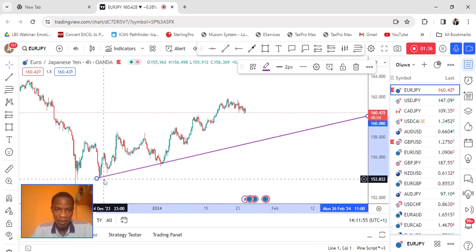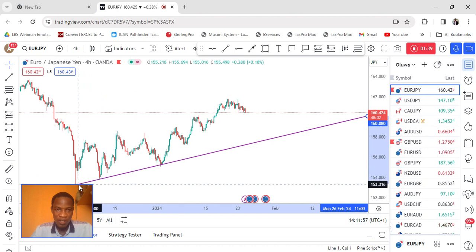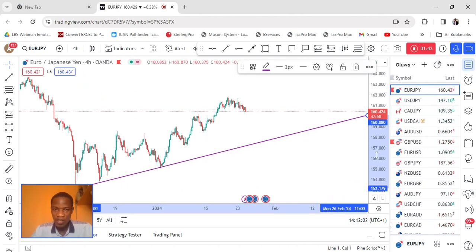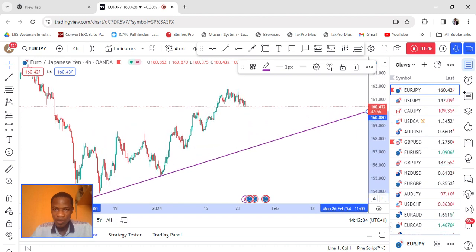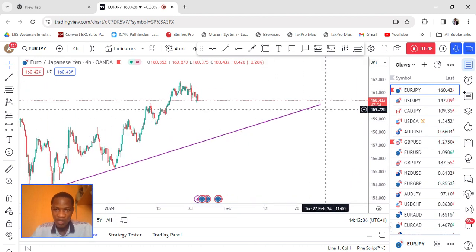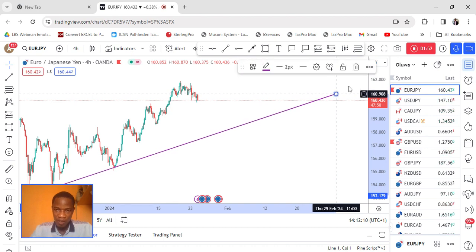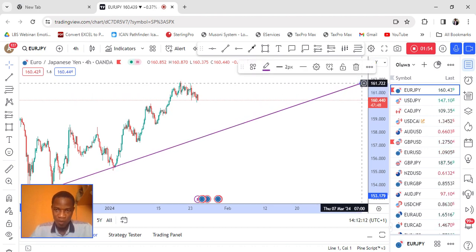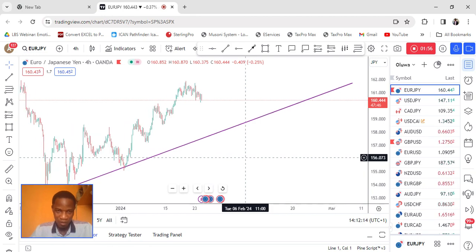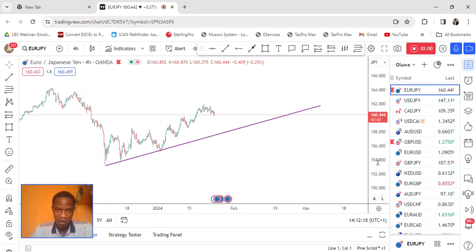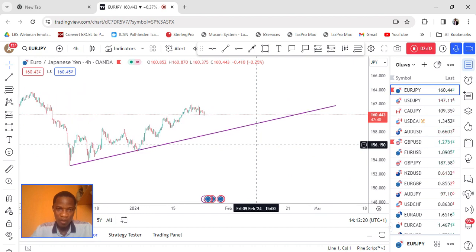And you can see this trade is in uptrend. This particular trade is in uptrend. So the market is in uptrend. And where exactly are we likely to have a breakout?